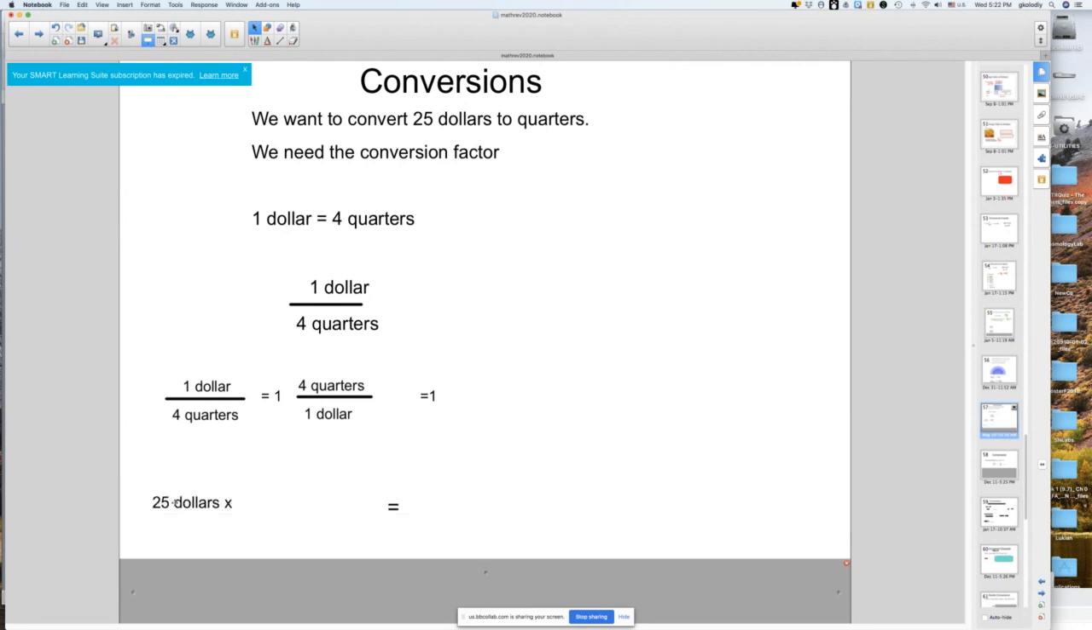So basically the way you're doing it, you're saying $25, and I'm going to multiply it either by this or that. If I want the dollars to cancel, I multiply it by that. So $25 multiplied by 4 quarters per dollar gives you 100.